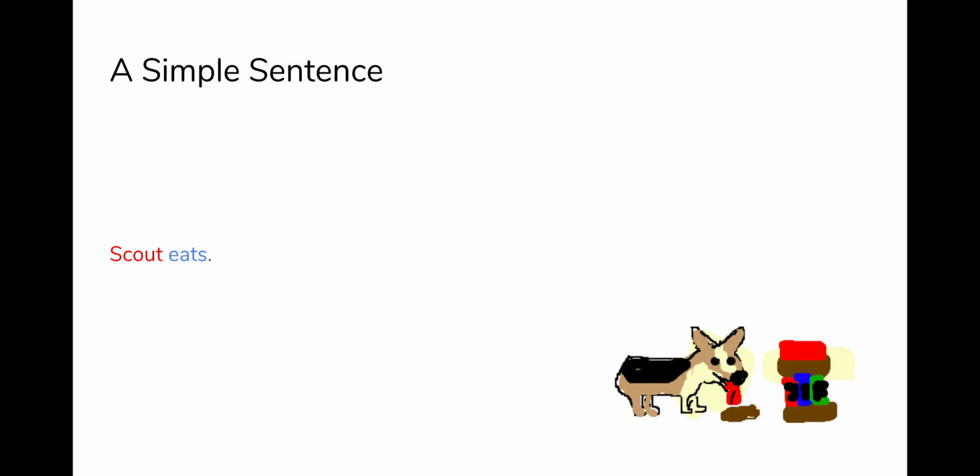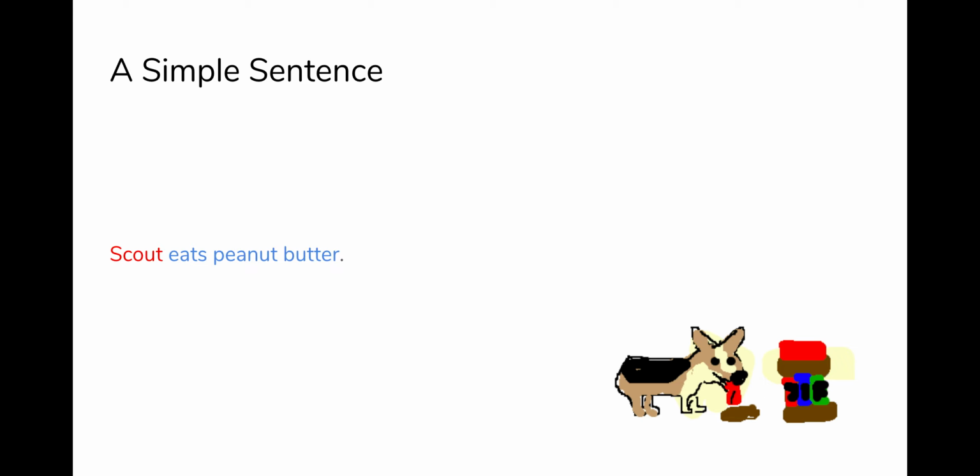Here is the most simple sentence. My dog Scout is a corgi. She loves peanut butter. In this sentence, and it is a sentence with only 2 words, Scout eats. It has a subject and it has a verb, and it makes sense. That's about as simple as you can get. There's your subject, there's your verb.